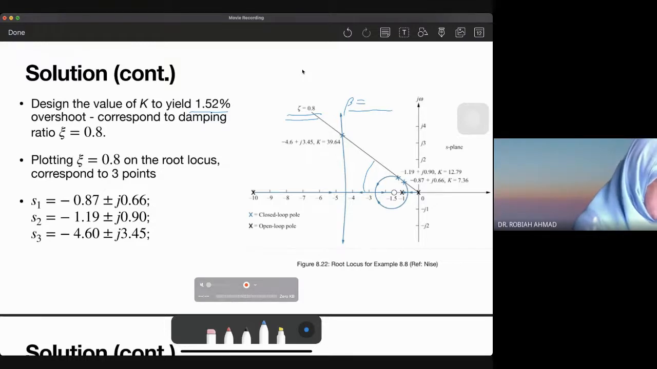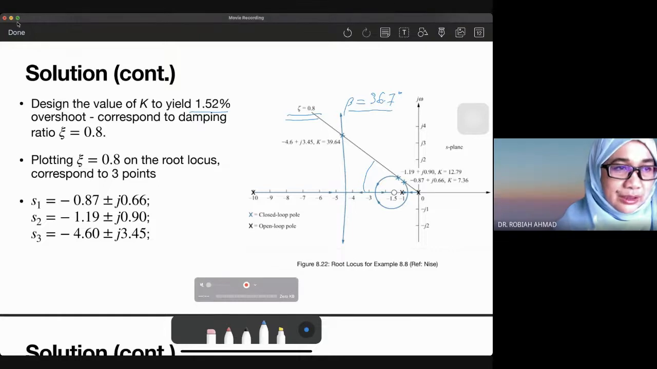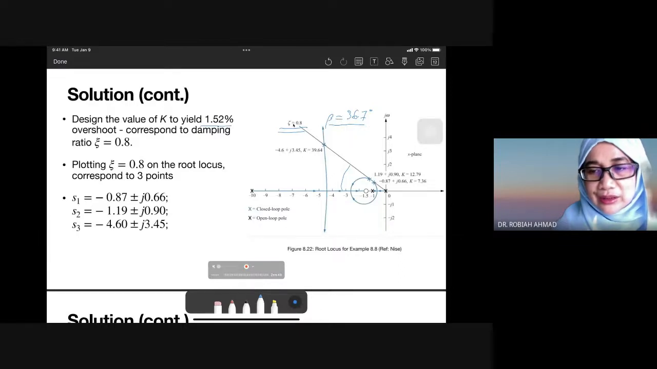Okay, so kita letak je lah. Assuming that is 36.7 degrees, 37, it's okay lah. Because we are doing it graphically, usually the values memang lari lah. So we find the beta and then we draw it here, and the value of K depends on the point that intersects with our root locus.